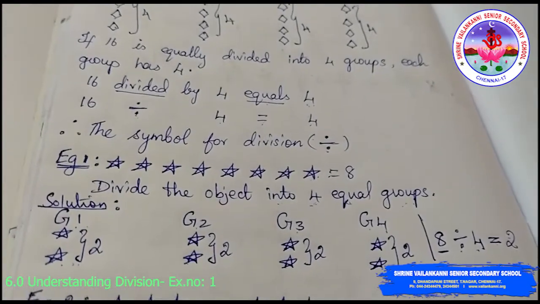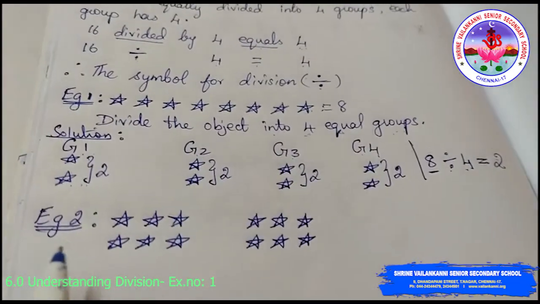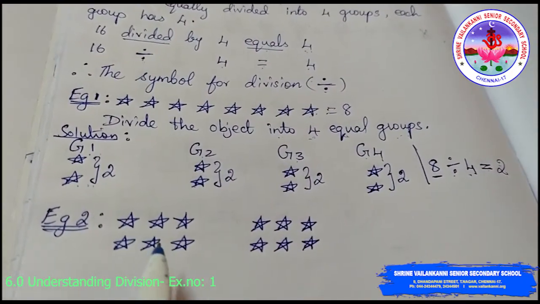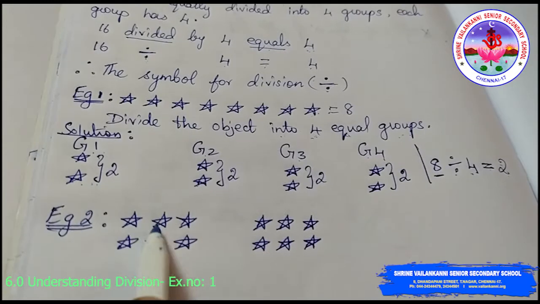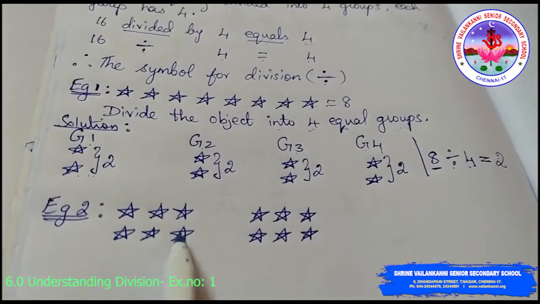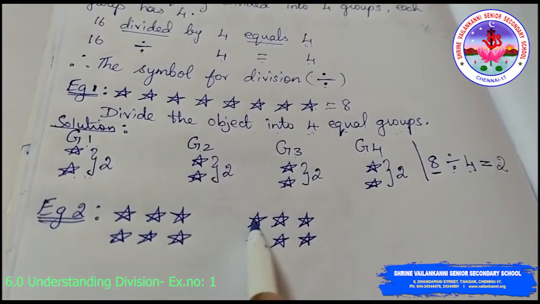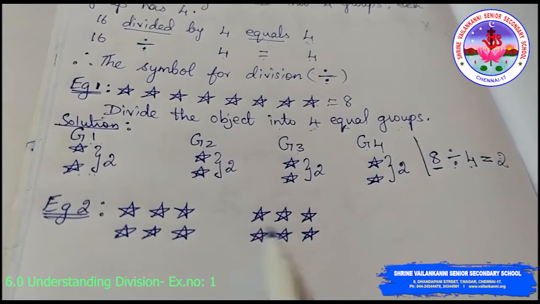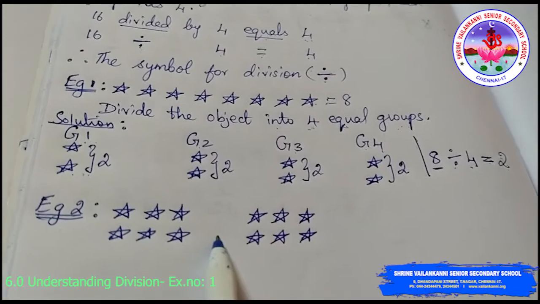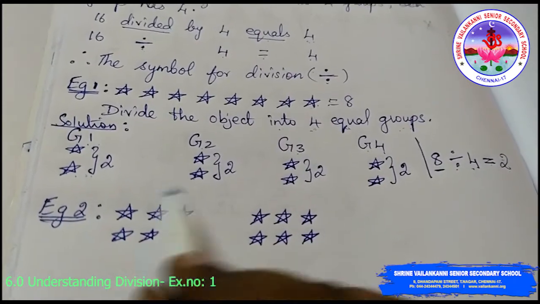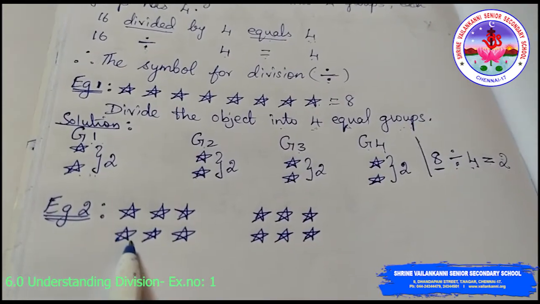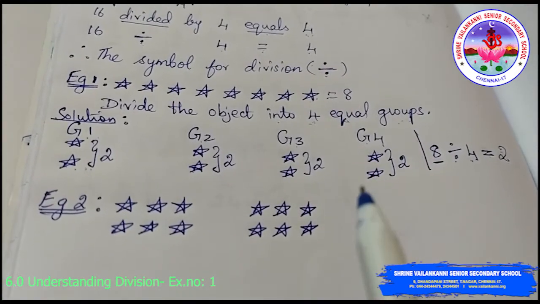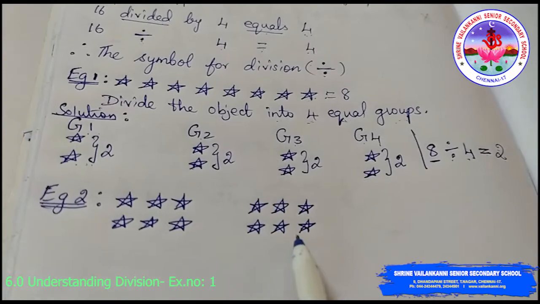Understood? I'll show you one more example. In this example I have drawn stars: 1, 2, 3, 4, 5, 6. So here I have 6. Again here I have 6 stars, and in between I have a gap. All together I have 6 stars here and 6 stars here. Totally how many stars do we have? 12 stars, 6 plus 6.